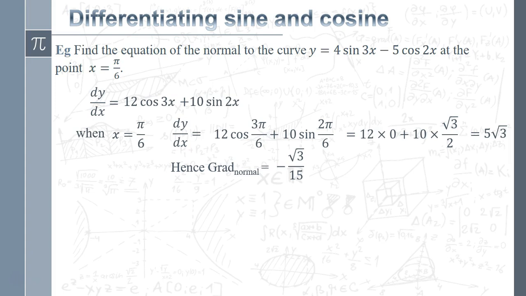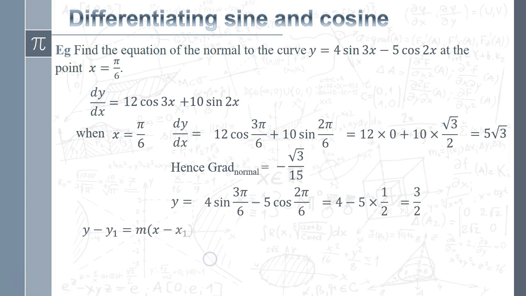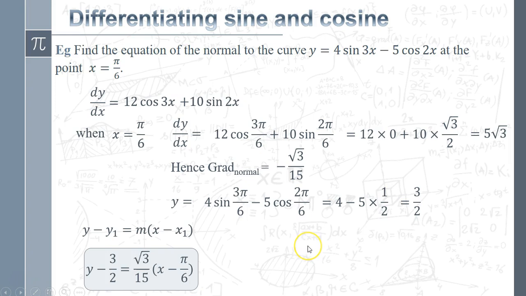And therefore, I now need the y-coordinate, again at the point where x is pi over 6. So let's get the y-coordinate. Again, put pi over 6 into there. It turns out that the y-coordinate is 3 over 2. And now I've got enough to come up with the equation of the normal. y minus y1 equals m(x minus x1). Bang in the values, and there you go. The blue box has appeared because it doesn't say anything about the format that we need, so I'm quite happy just to leave it in that format there. There's the equation of the normal that we were after.